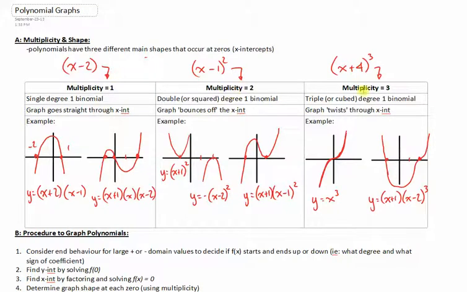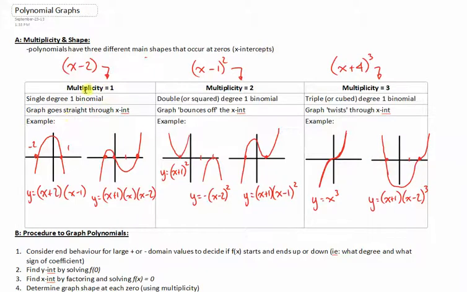Multiplicities 1, 2, and 3 are most important to know, and they refer to when I have a binomial factor with degree 1, degree 2, or degree 3, as these examples show. You're going to get certain types of graphical behavior when you see these factor patterns with this multiplicity or repetition. So multiplicity 2, degree 2, refers to 2 factors of x minus 1 in this case. The behavior you see graphically is exhibited by these examples here.